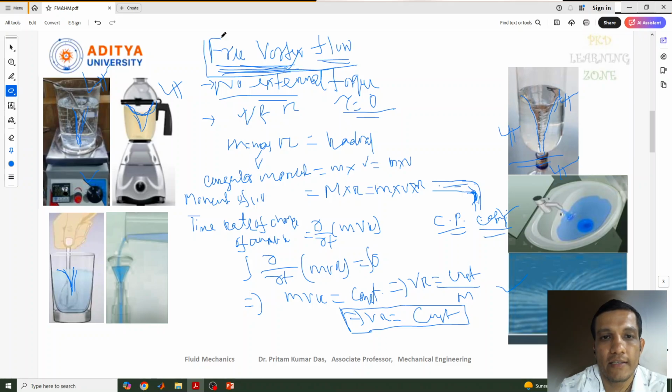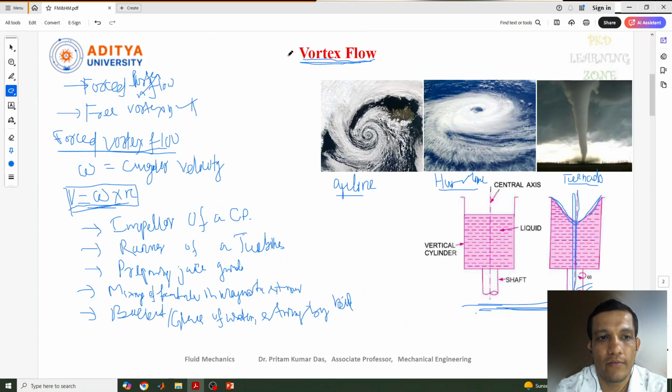Mostly they won't ask to derive this equation, but sometimes they may ask, so you can go through this equation. So this is all about the concept of free vortex flow and forced vortex flow.